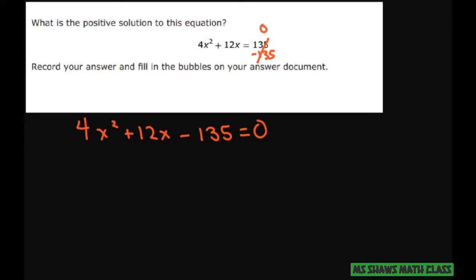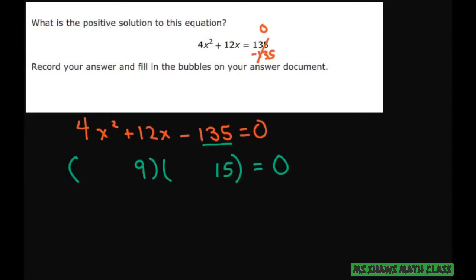Now, looking at this 135, we know we're going to have to factor this because it's quadratic, and we try to do it without the quadratic formula. I know there's only two whole factors that divide 135. That's going to be 9 and 15. So I'm just going to put them right here.